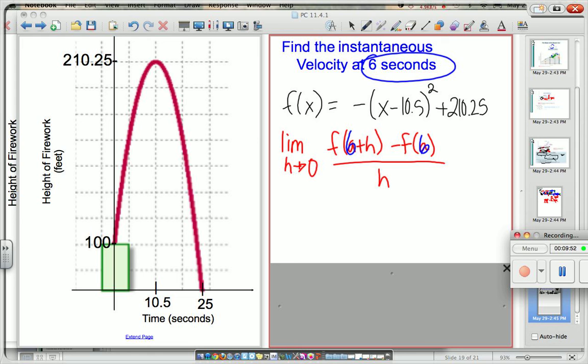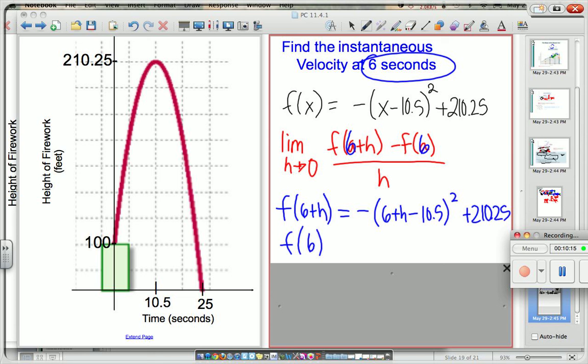So I'm going to plug in f of 6 plus h. I'm going to find out what that is by putting in 6 plus h for x, and I'm going to simplify that out and see what I get. I'm also going to figure out what the function is at 6 seconds, so I'm going to plug in this. And then I'm going to plug those results into my formula up here and simplify.